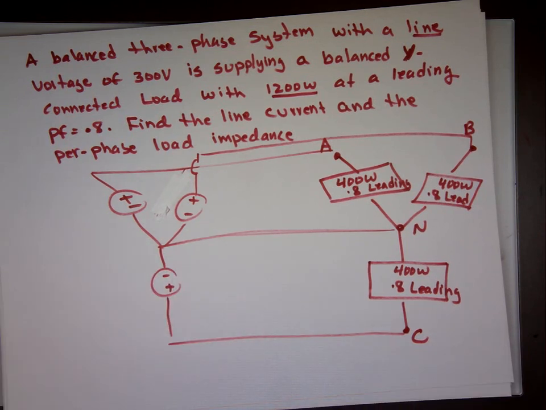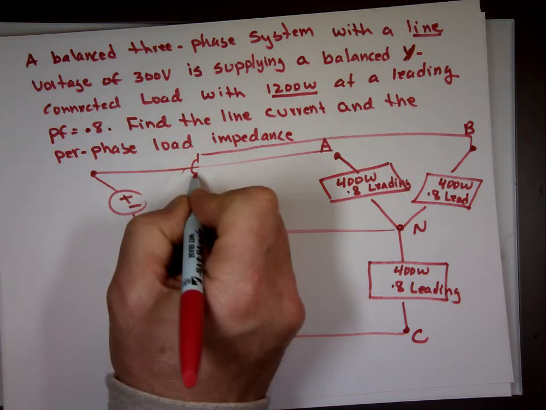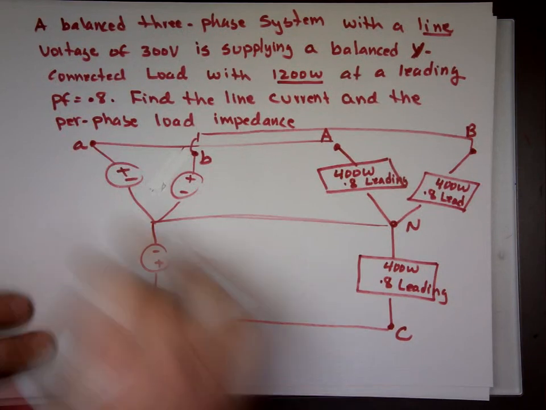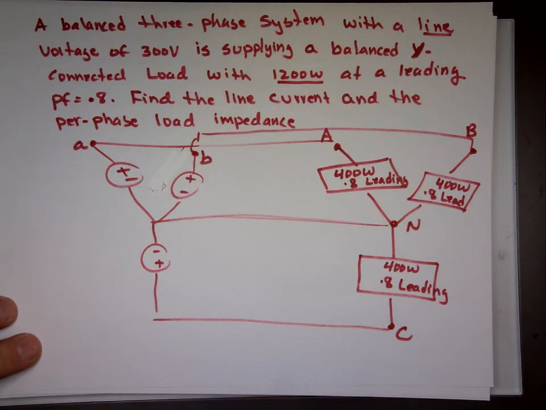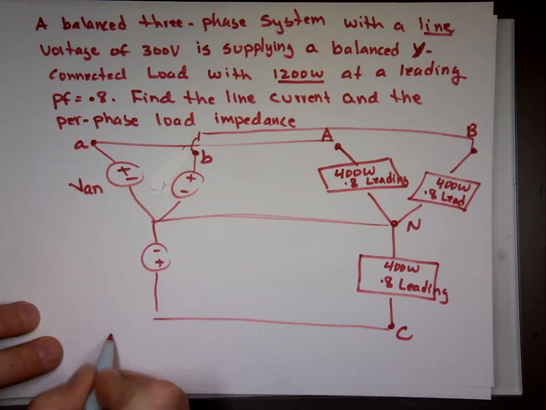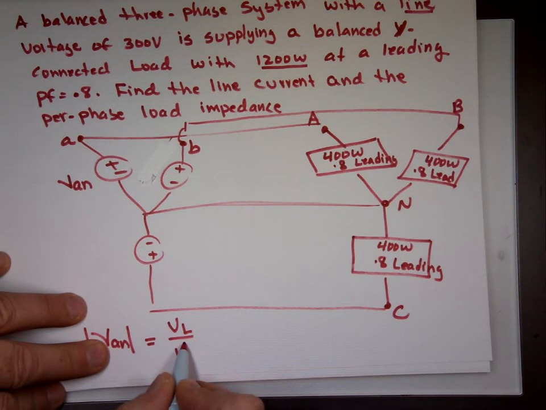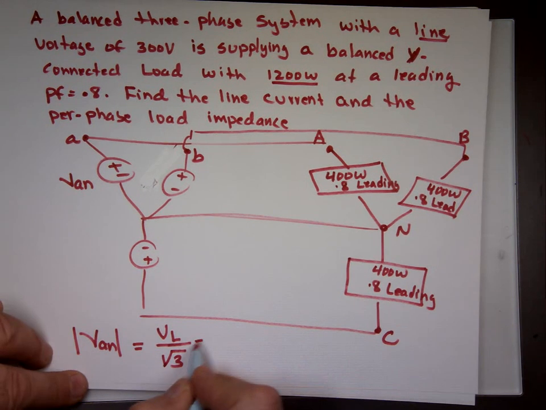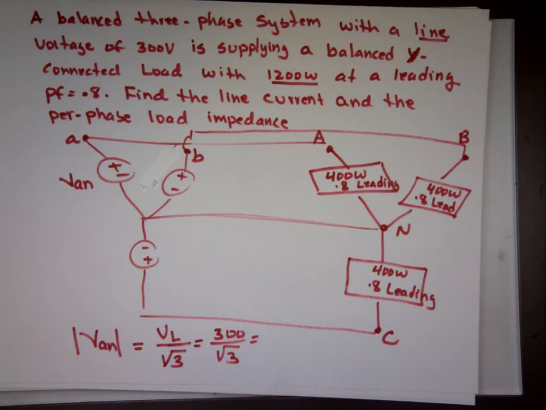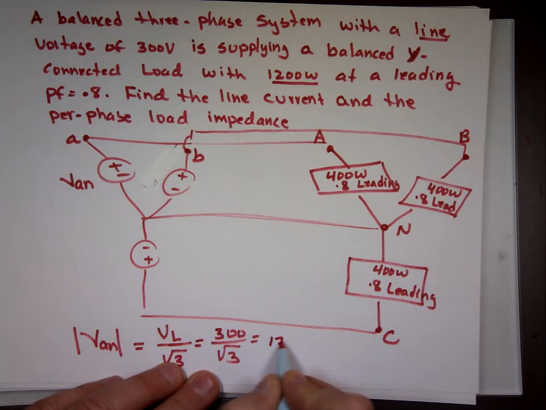But what they're telling you is actually this voltage from A to B, this is B here, the magnitude of that is 300. So to get VAN, or the magnitude of VAN, it's going to be VL divided by the square root of 3. So it's going to be 300 divided by the square root of 3, and that will give me 173.2 volts RMS.